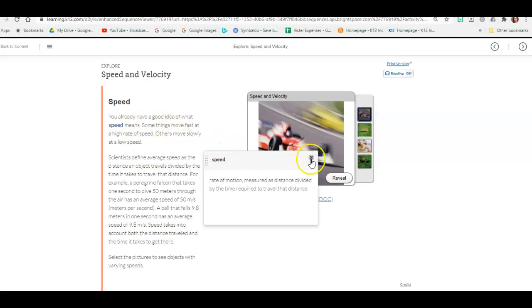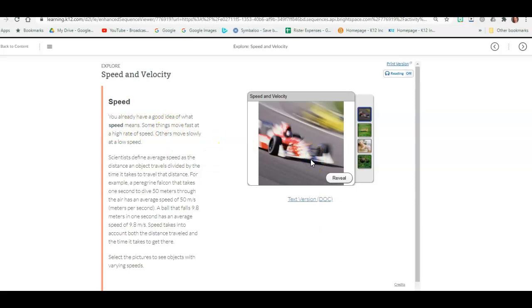and that is going to be something you will start using often. Some things move fast at a high rate of speed and others move slowly at a low rate of speed. Scientists define average speed as the distance an object travels divided by the time it takes to travel that distance. For example, a peregrine falcon that takes 1 second to dive 50 meters through the air has an average speed of 50 meters per second. A ball that falls 9.8 meters in 1 second has an average speed of 9.8 meters per second.